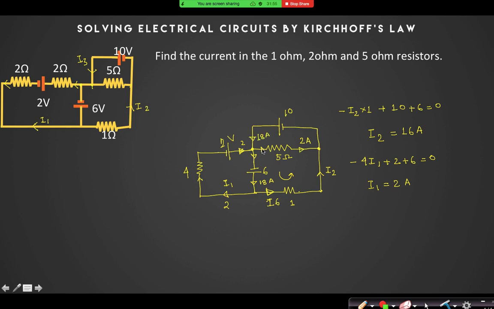This is 2, this is 2, so they will cancel out because one is entering and the other is leaving. Whatever is leaving in that branch should enter at that point. So the current in the 10 volt battery branch is not 2 ampere. Remember, 2 ampere is the current in the 5 ohm branch, but the current in the 10 volt battery is 18 ampere. I3 is equal to 18 ampere.